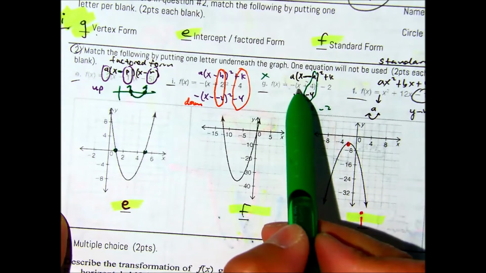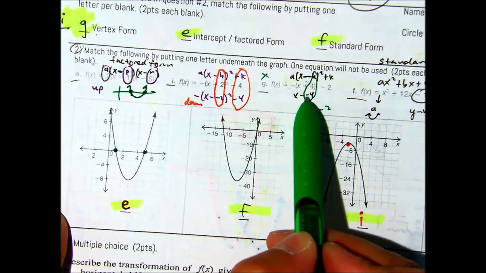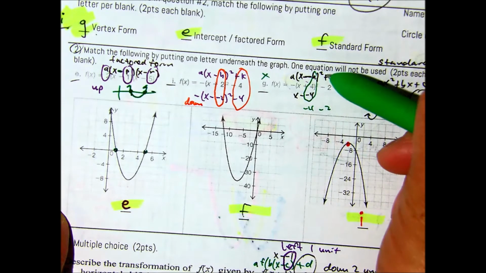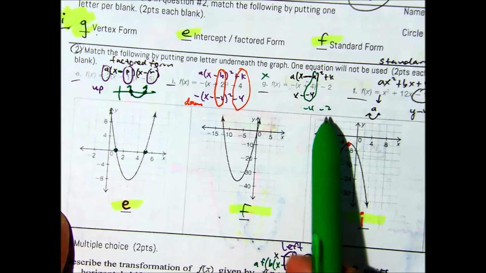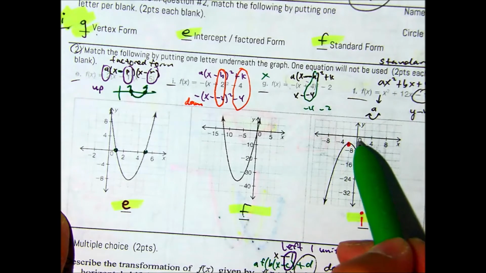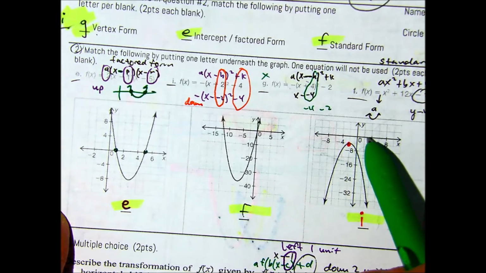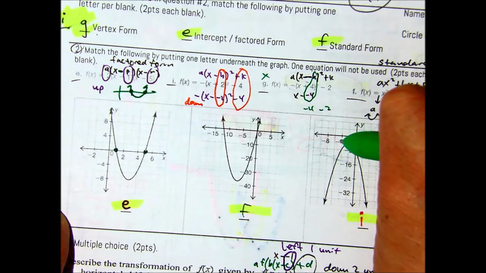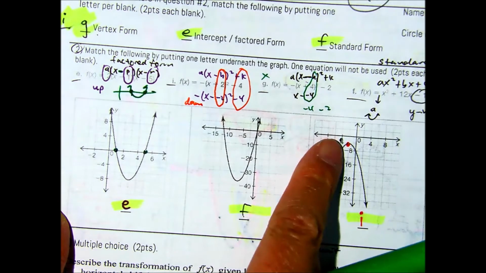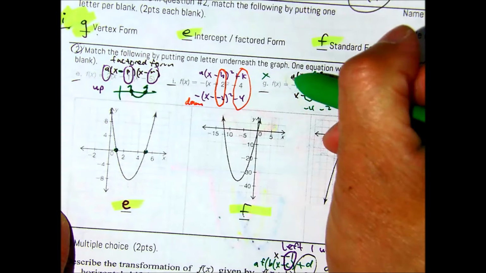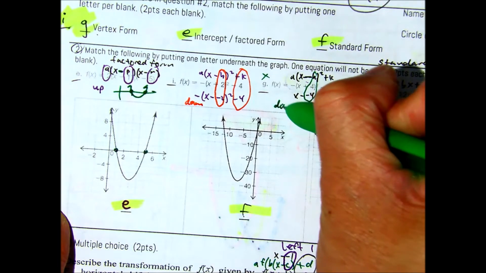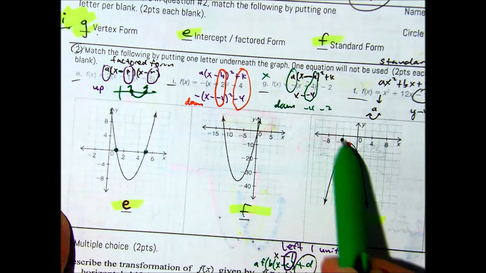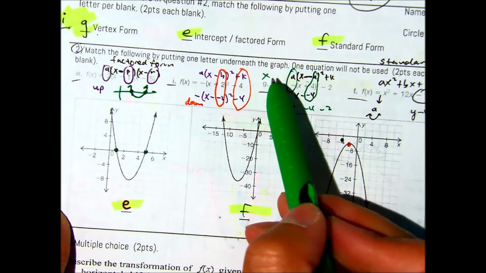This graph is in vertex form. Change the plus 4 to a minus 4, so you have x minus negative 4, so your h value is negative 4, negative 2. So although negative 4, 2, that graph would be kind of like right here, the vertex. And notice how that doesn't match this one. And although it is pointing down, because your a value is negative, the vertex is not in the right location for this graph. So I'm not going to choose this graph.